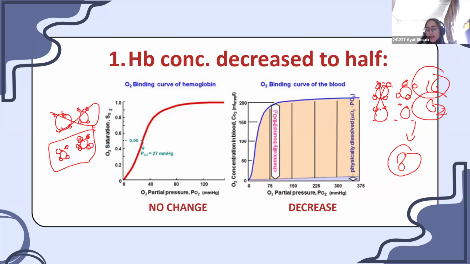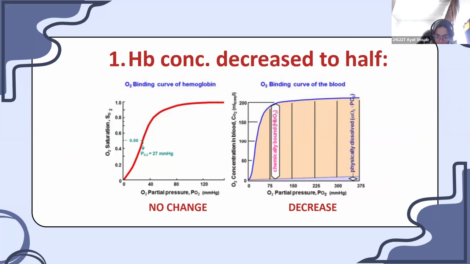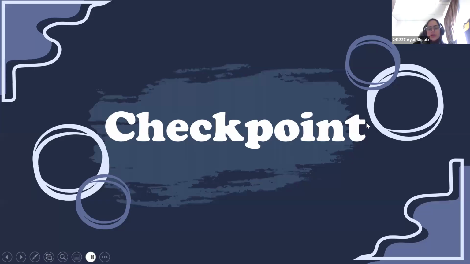Here, the hemoglobin molecule is completely saturated with oxygen, but the number of oxygen molecules decreases from 16 to 8. Here they're completely saturated, so the saturation curve remains the same. But for concentration, it decreases from 16 to 8. The number of molecules decreases from 16 to 8, so there is a decrease in this curve. You can't see it in the one curve, but you can see it in this curve. Did you guys understand?